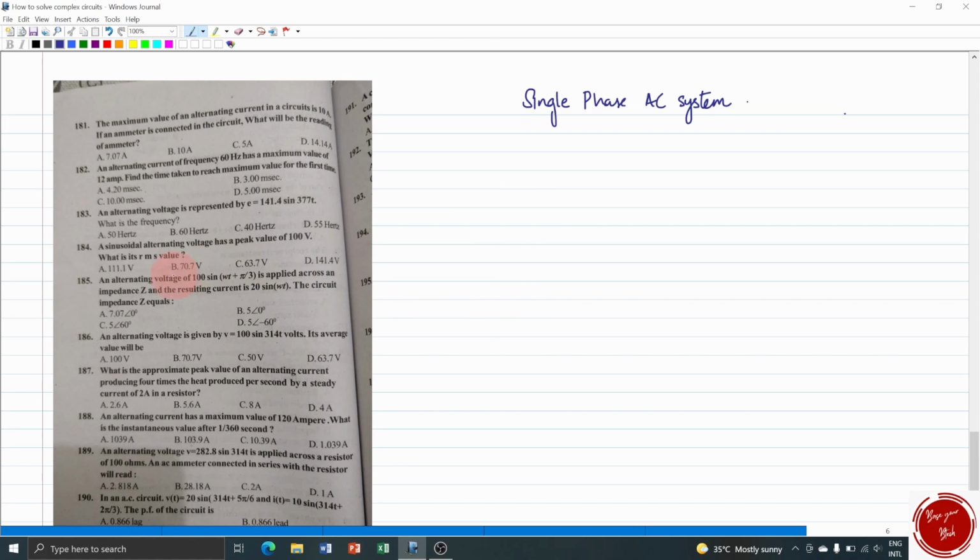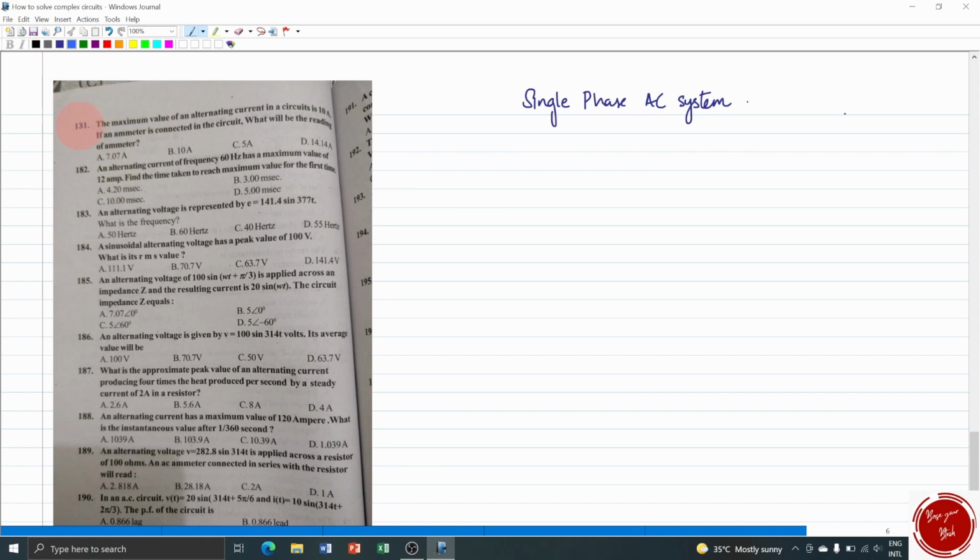This time it is some objective type questions taken from the last topic, that is single phase AC system. These are the questions taken from the book Electron. The details of the book is given in the description box. So I plan to discuss 5 questions in each session. Okay, 5 questions per session.